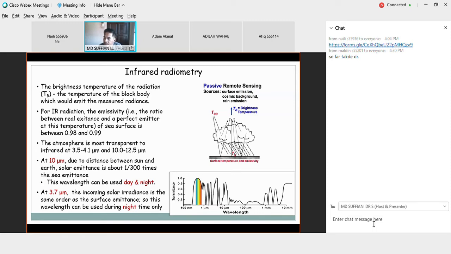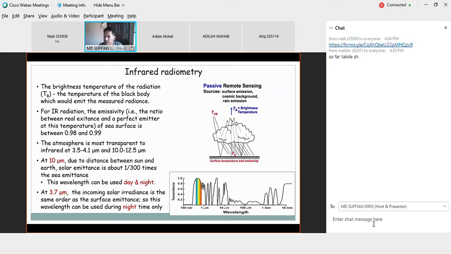So emissivity is the ratio between the real exitance ataupun the real emission, and a perfect emitter at that temperature, at the object temperature. For the sea surface, the emissivity is about 0.98 and 0.99. Pada suhu tertentu, dia hampir 98% atau 99% dia akan emit infrared radiation. So dia punya emissivity is very high, nearly 98 to 99%.